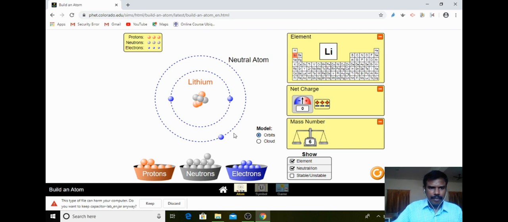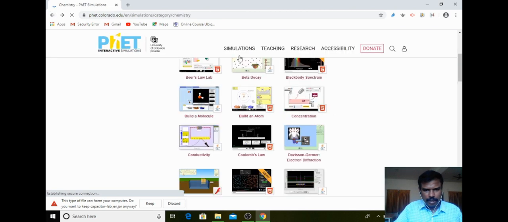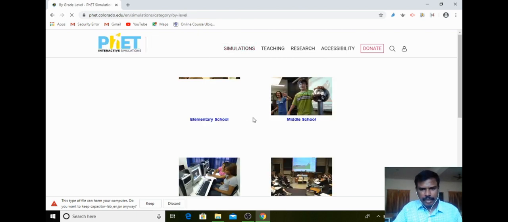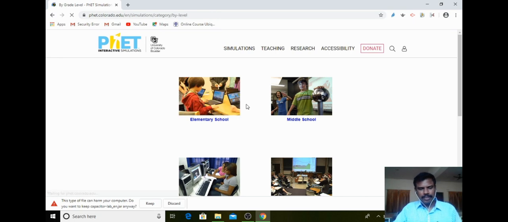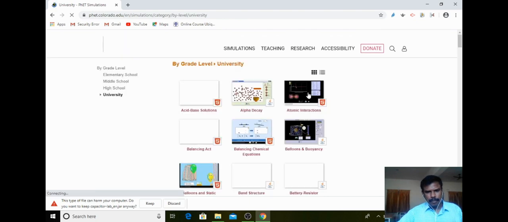So this way we can teach the students from the simulation. I can select by grade level. As I already mentioned, you can use this for the basic level, for elementary level also, middle level or high school or university level also. What concepts are available, we can search and use for our purpose.